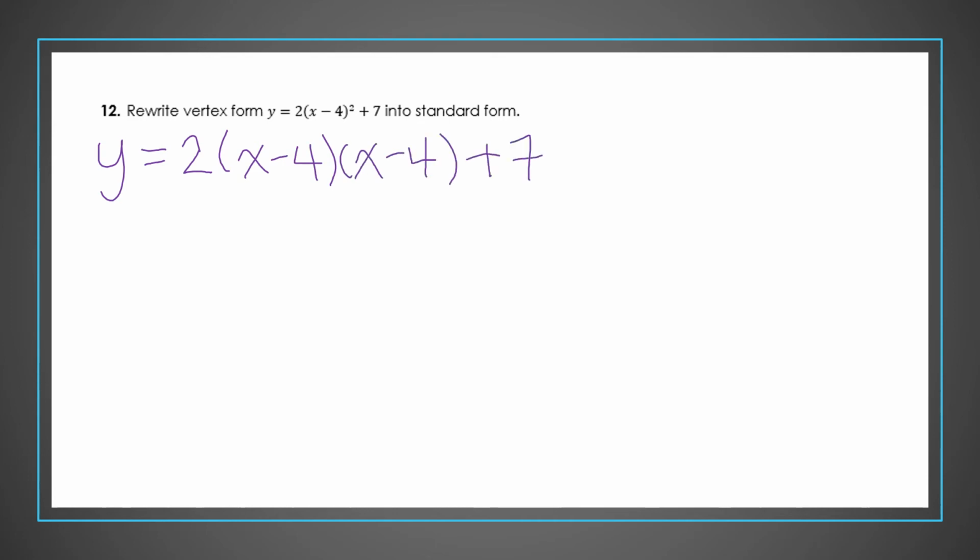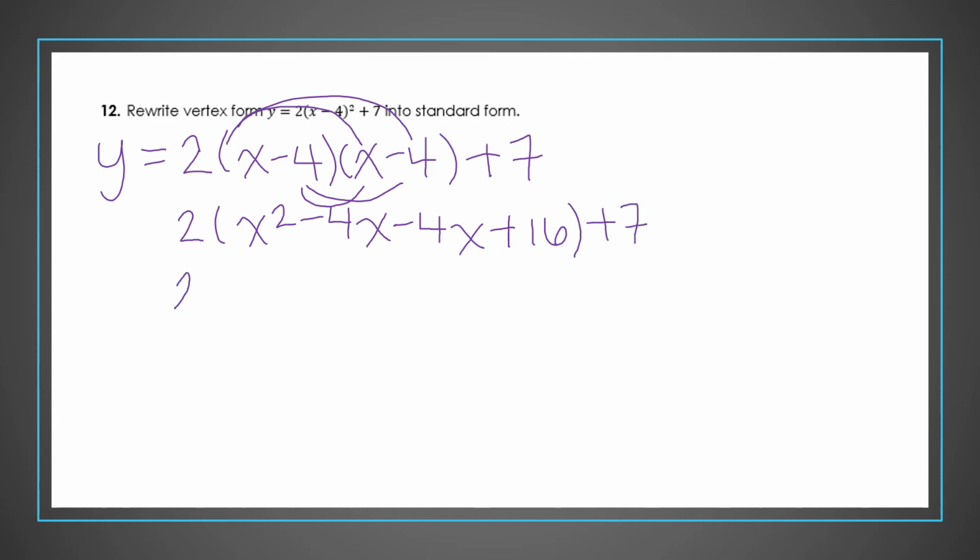So I'm going to start by FOILing. X times x is x squared. X times negative 4 is negative 4x. Then I need to go to the inside. Negative 4 times x is negative 4x. And last is negative 4 times negative 4, which is positive 16.